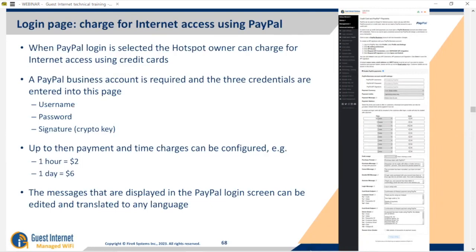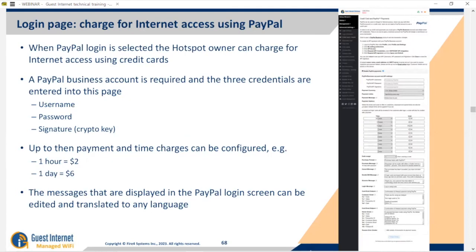Now, a charge can be made for the internet service. This is made using the PayPal gateway, and the hotspot owner will need a PayPal business account. This is not a normal PayPal account to make payments. This is a business account. And so the PayPal business account will have 3 parameters: the username, password, and signature, which is a crypto key, and that's entered. And then up to 10 different charges can be entered in the tables, which is basically a time and a value. And the currency can be selected. So it can be dollars or pesos or whatever the local currency is.